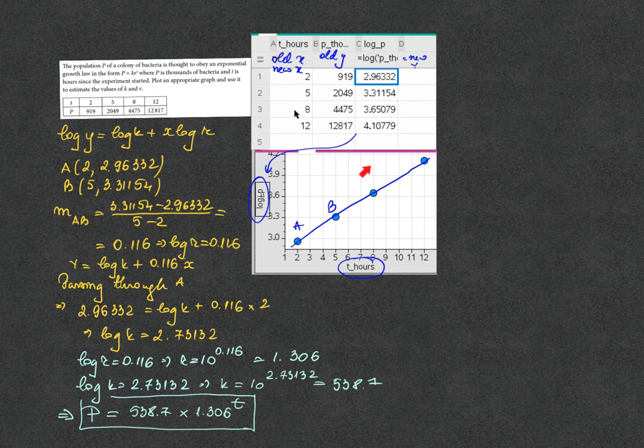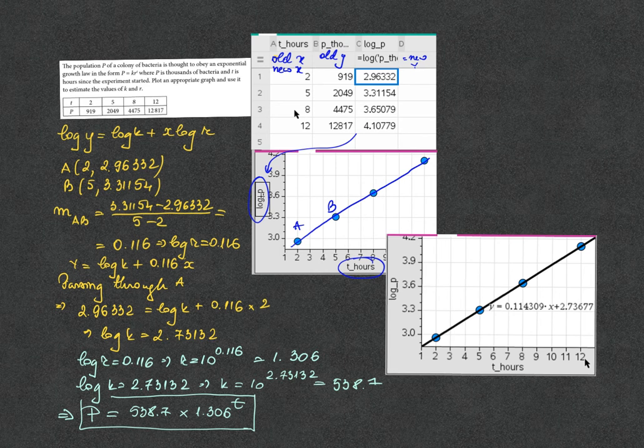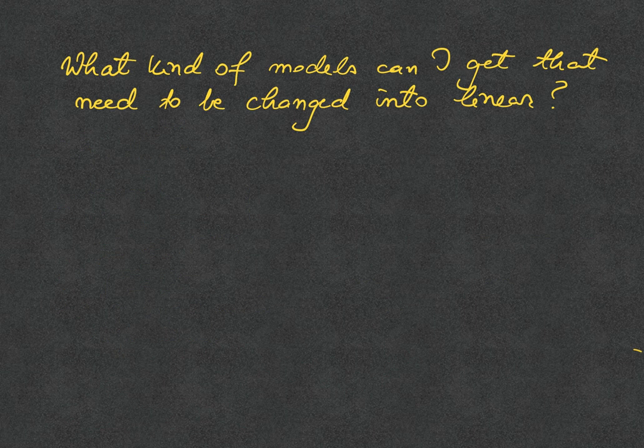To show you how accurate this is, I did this using a graphical software. So this graphical software gave me very similar numbers, 0.114, I got 0.116, and 2.737, 2.731, which is normal because in real life, you can't find data that follow exactly a pattern. So these are approximations. That's a way, and it's much easier to change it to a linear in order to find the equation of the population or the model. Now the question is, what kind of models can I get that need to be changed into linear?